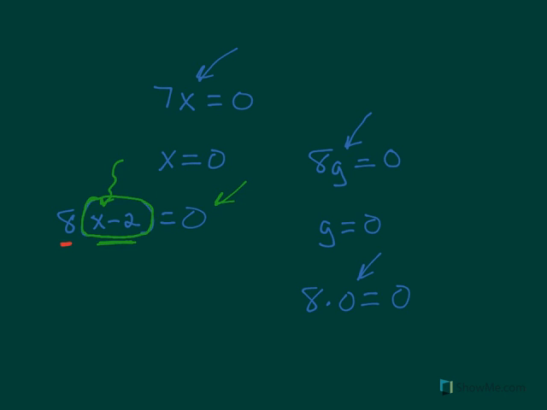So what kind of number would need to go in for x to make that set of parentheses 0? If x happened to be 2, you would get 2 minus 2 equals 0. So basically x needs to be 2. So if you plug a 2 in for x, the parentheses will become 0, and then 0 times the 8 is 0.